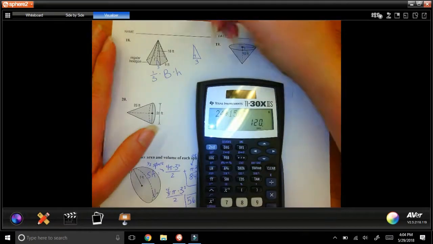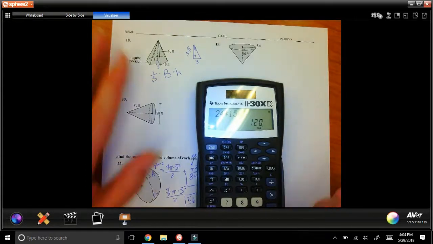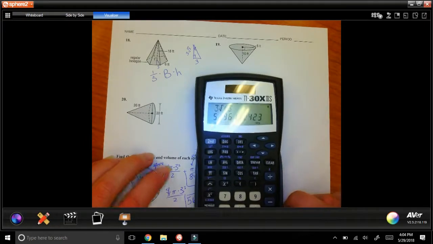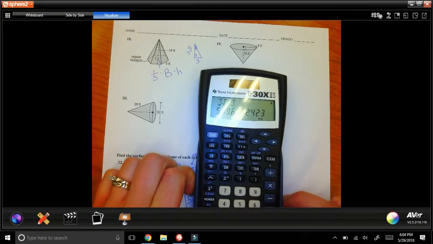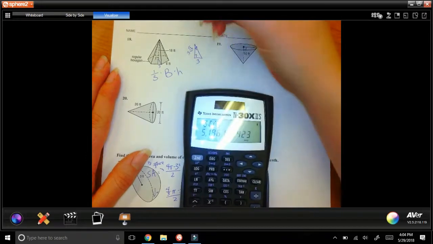So let's see. Let's find that apothem. This would be 30 degrees. This is 30 times the square root of 3. Or I know some of you guys would rather have it as a decimal. It's about 5.1962. And then what you can do is use that.